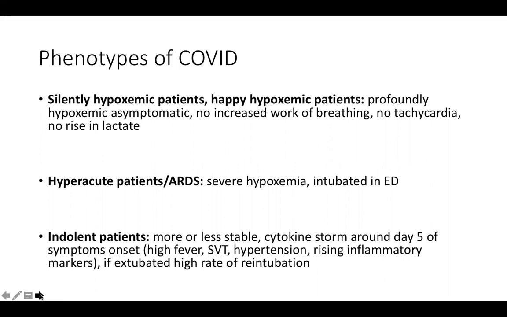The other phenotype that we've seen is the hyperacute ARDS patient. Usually these patients come with severe hypoxemia, are very symptomatic, get intubated in the ED, and usually have a pretty bad prognosis. And then the indolent patient is more or less stable, but at day 5, 6, or 7 of symptoms, starts having hypertension, supraventricular tachycardia, high fever, and a rise in inflammatory markers. If we intubate these patients before the rise in the inflammatory markers, they often get re-intubated.